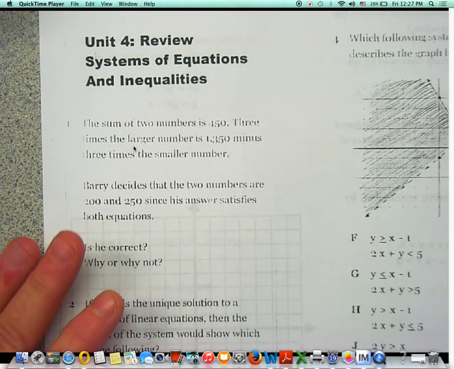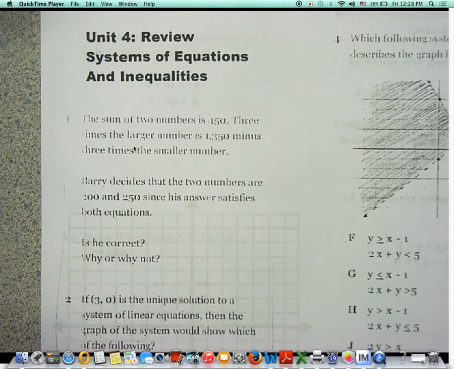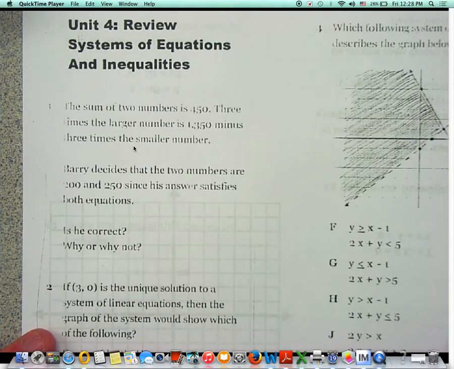This is the review from the Unit 4 test, Systems of Equations and Inequalities. Okay, I'm going to start with number 1.